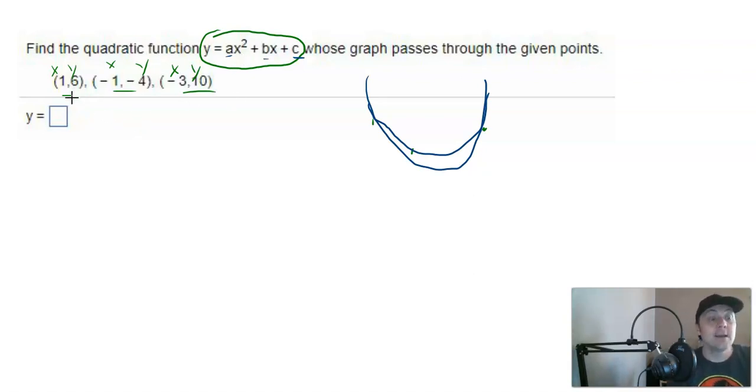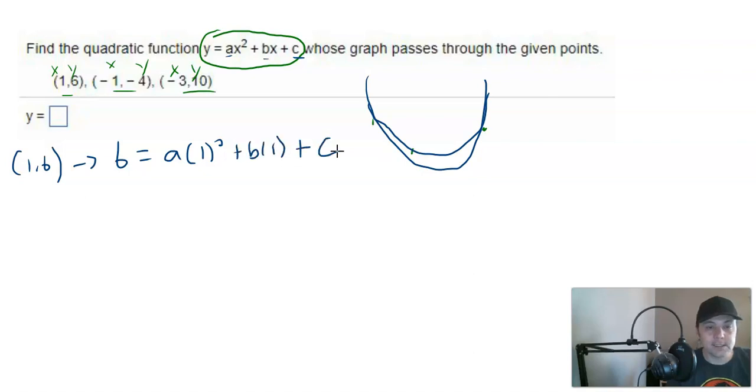All right, anyways, we'll plug in 1 and 6 for x and y. So I'll plug in 6 for y, right? So this is the point 1, 6 getting plugged in. We get 6 equals a times 1 squared plus b times 1 plus c. So that's going to give me 6 equals, 1 squared is 1, 1 times a is just going to be a, b times 1 is b, and then the c gets copied down. So this is my first equation.